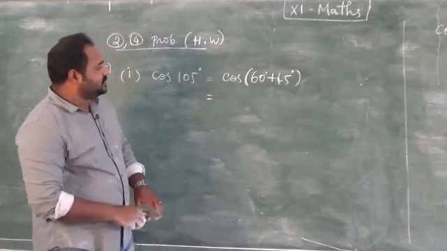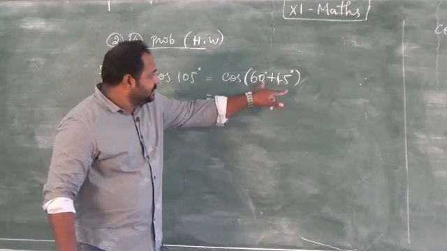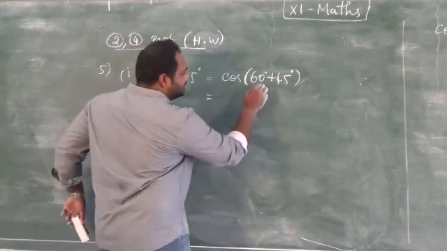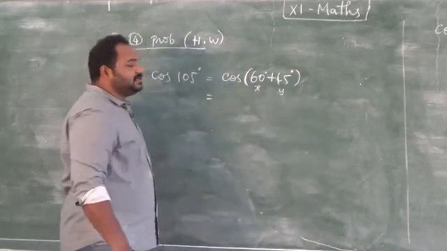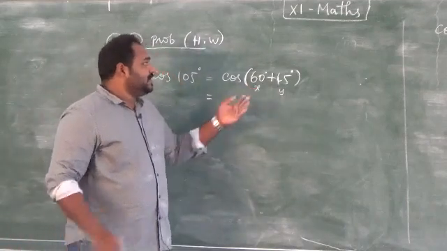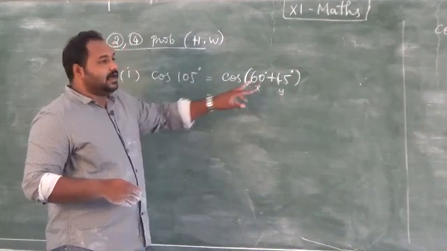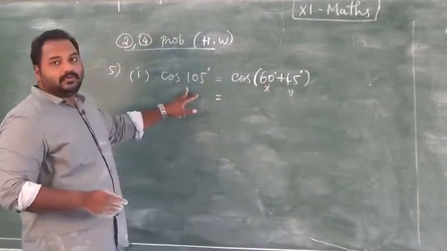Look at these values. Cos of 60 plus 45. Here I am going to consider 60 as x, 45 as y. Using this cos of x plus y formula, we can split this and apply the values. Now we know the formula. See how to split this 105.